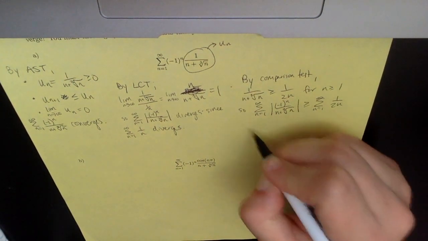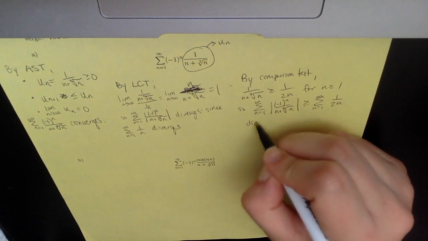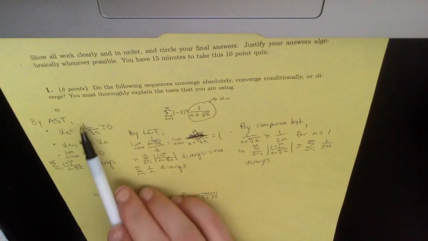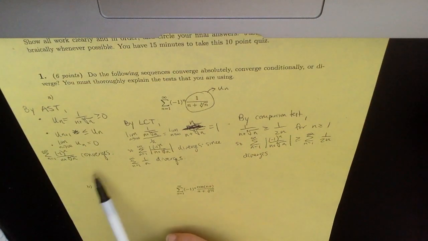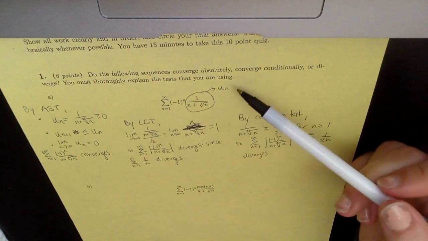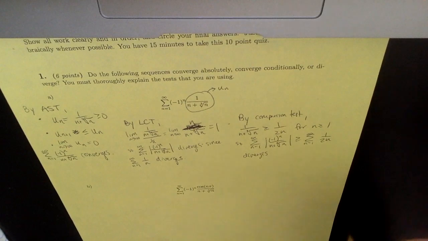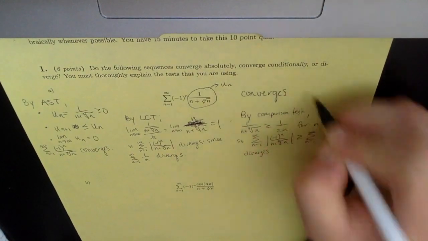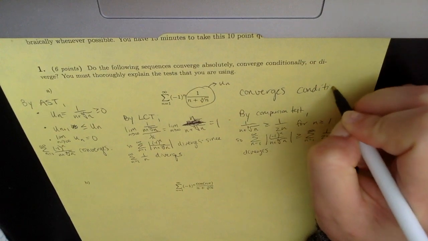Okay, so those diverge. So that tells us, since we know that the alternating series converges, but the absolute value of the alternating series diverges, we know that this series converges conditionally.